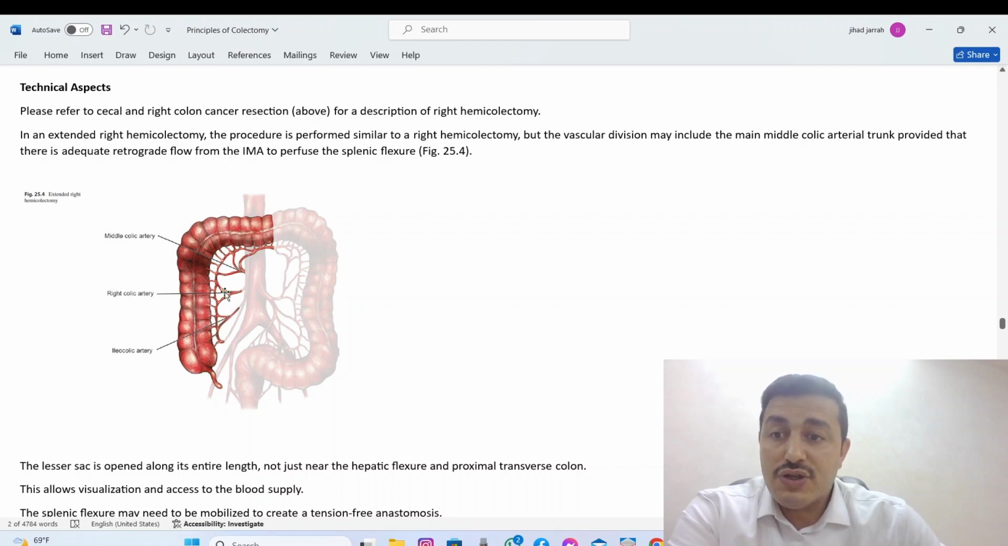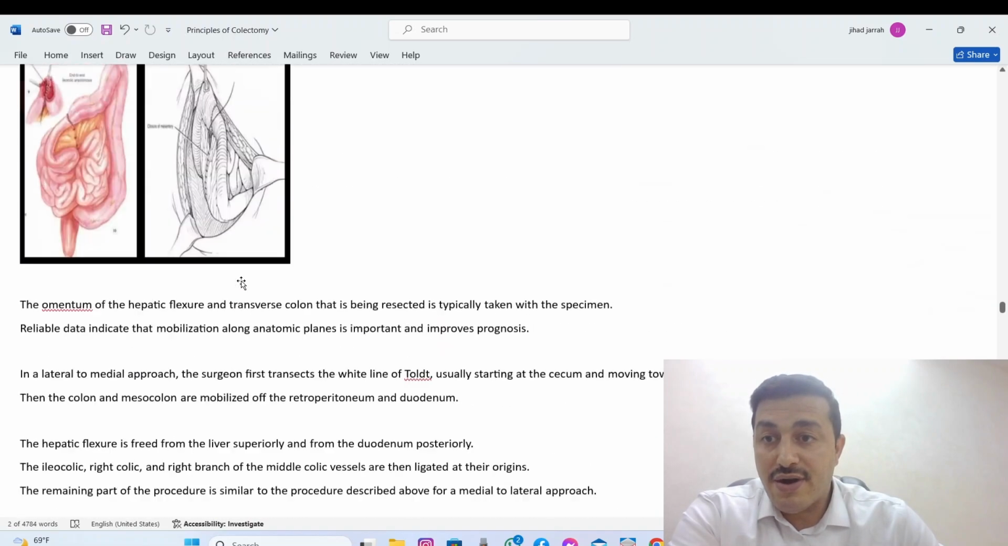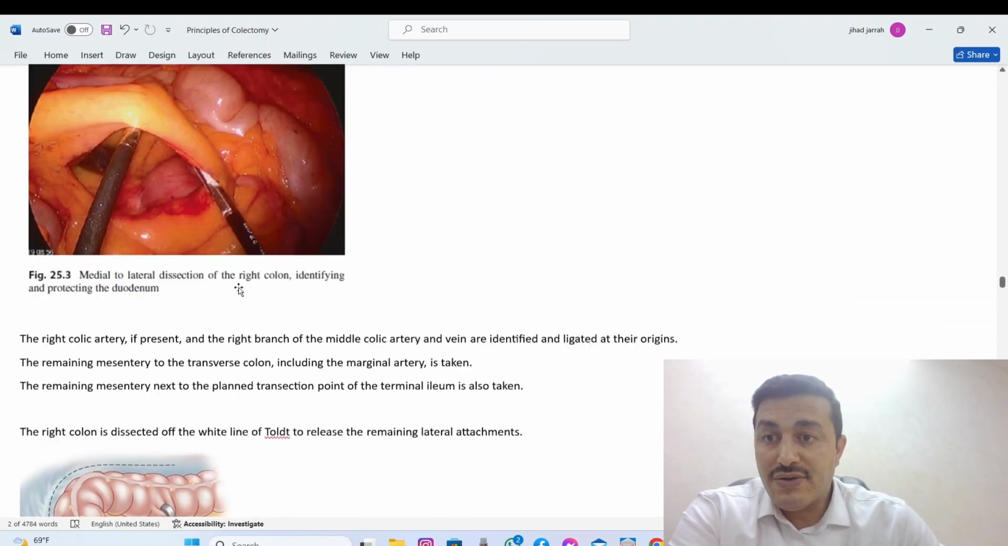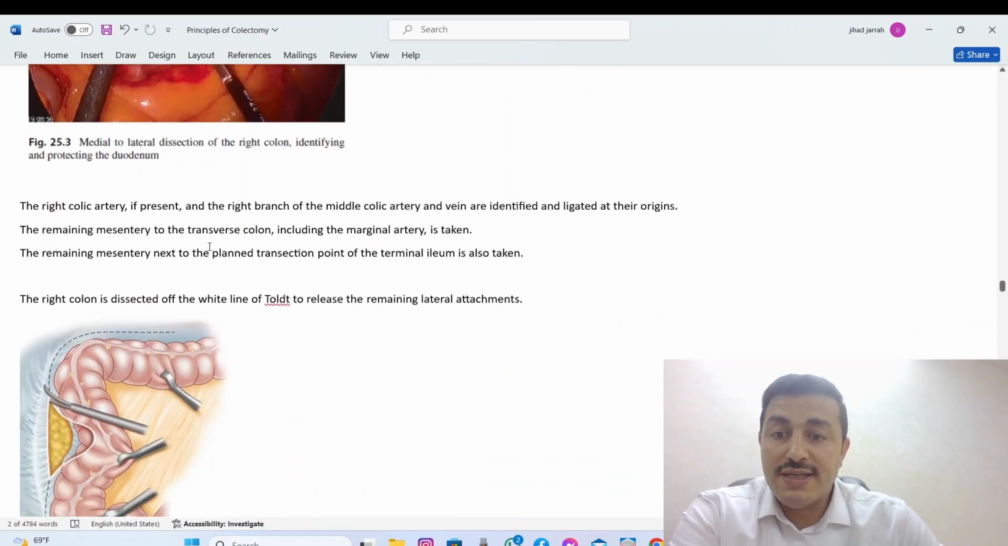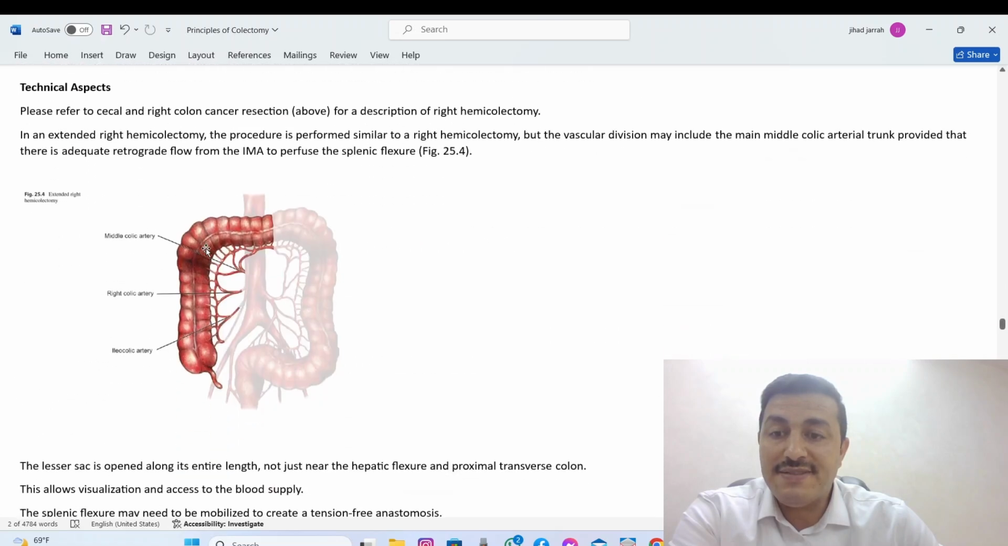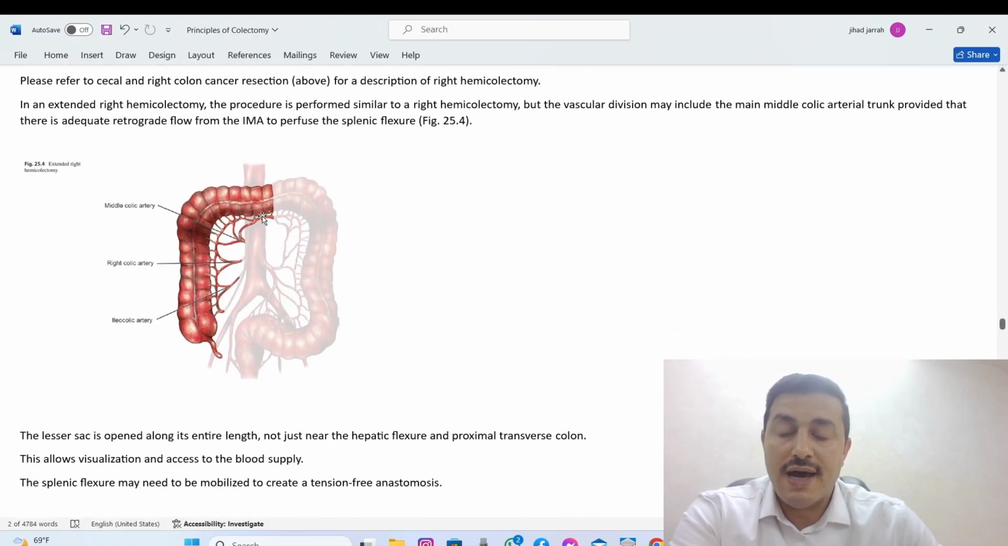You can see in this picture that in extended right hemicolectomy, the middle colic artery is removed from its origin, the right branch and the left branch, whereas in the classic right hemicolectomy, only the right branch is removed. You can see only the right branch. In the extended right, we remove the right and left branch of the middle colic artery.